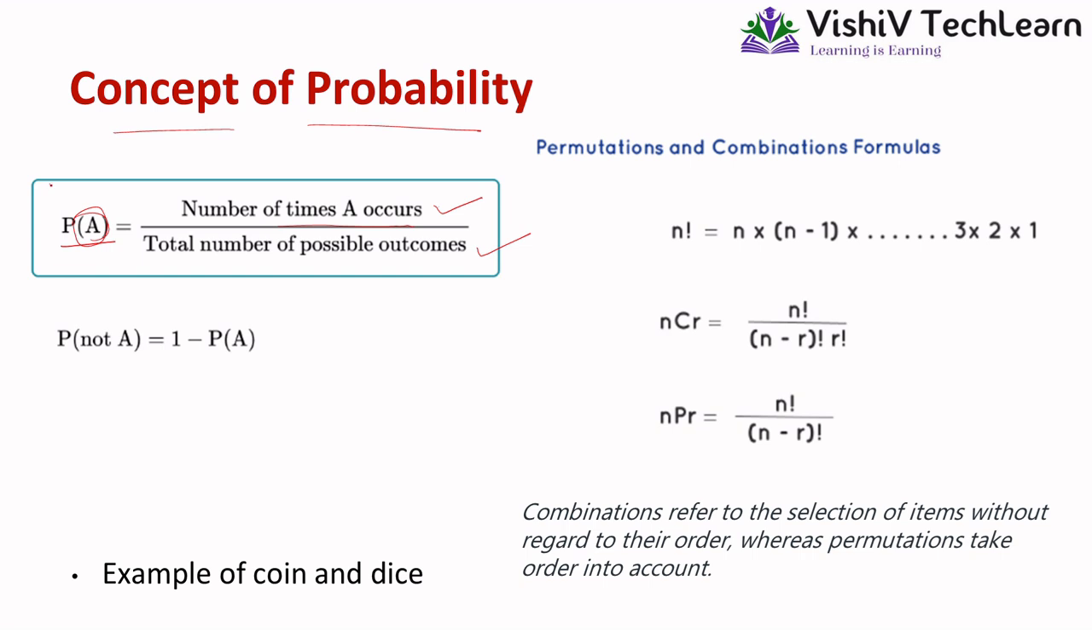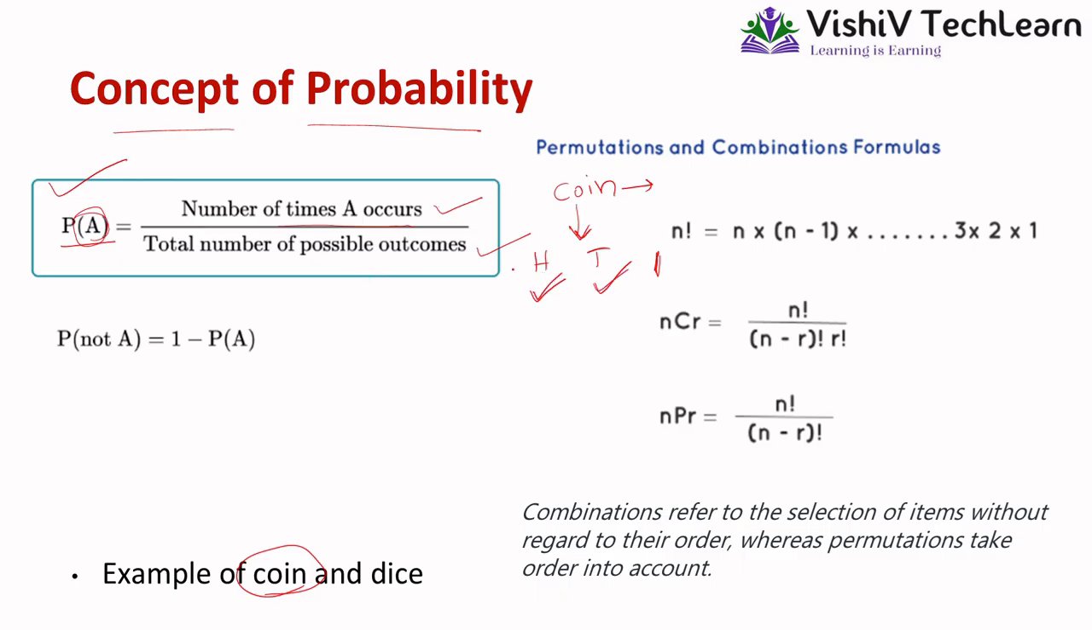Now to understand this formula, let's take the example of a coin. Every coin has two sides. One is head, the other is tail. So when we toss a coin, generally we should get either head or tail. There are very few chances that it will stand vertically, but mostly we will get head or tail.